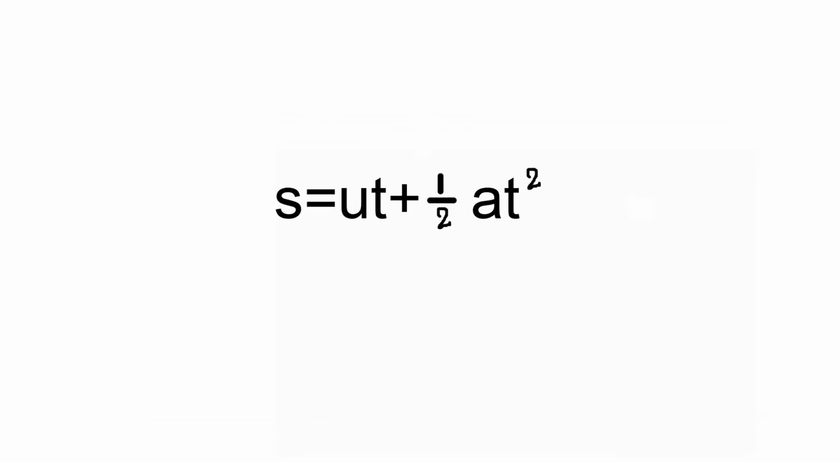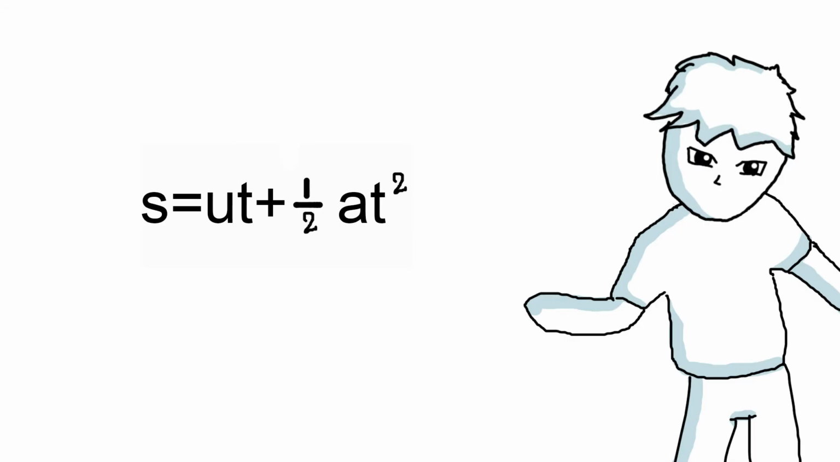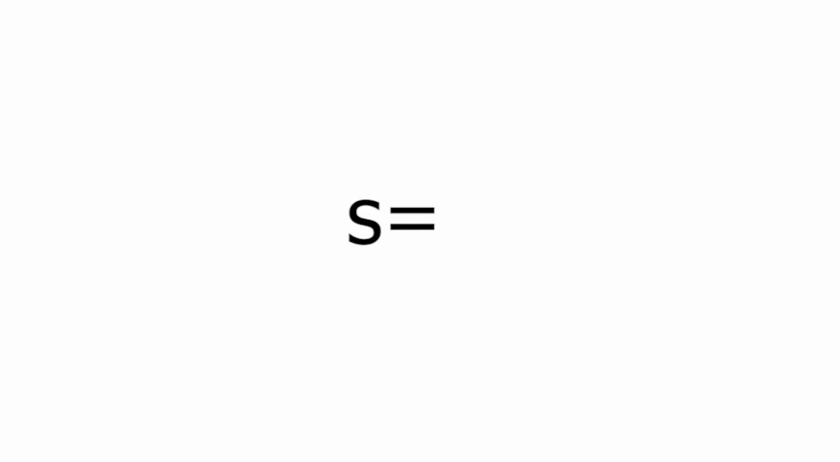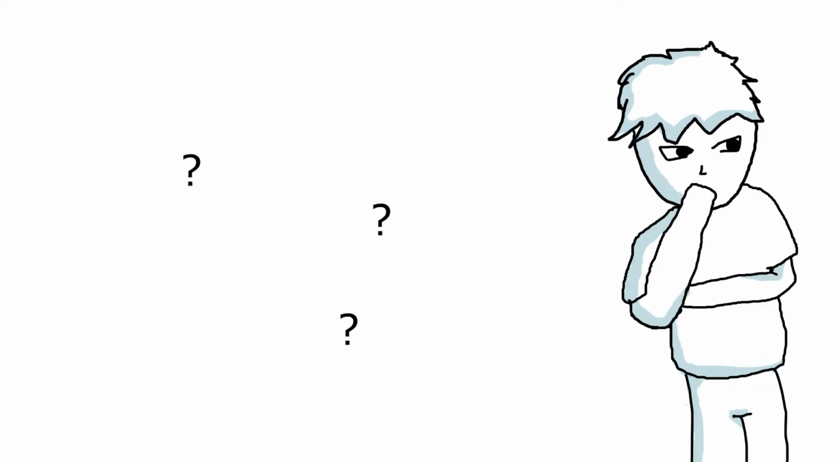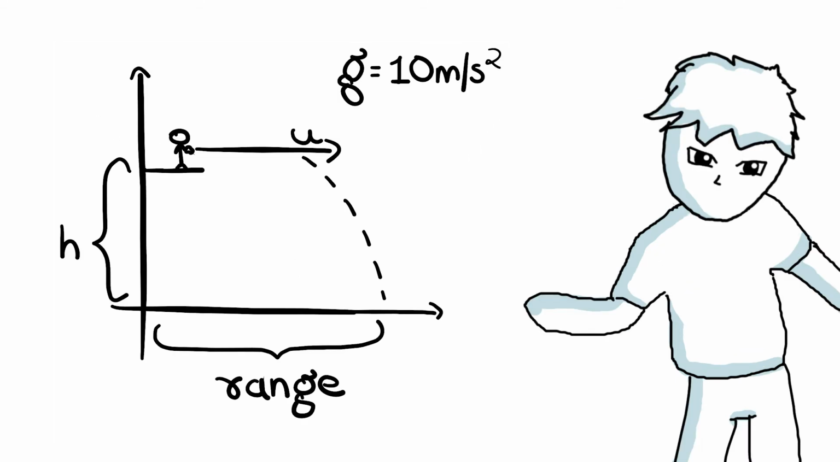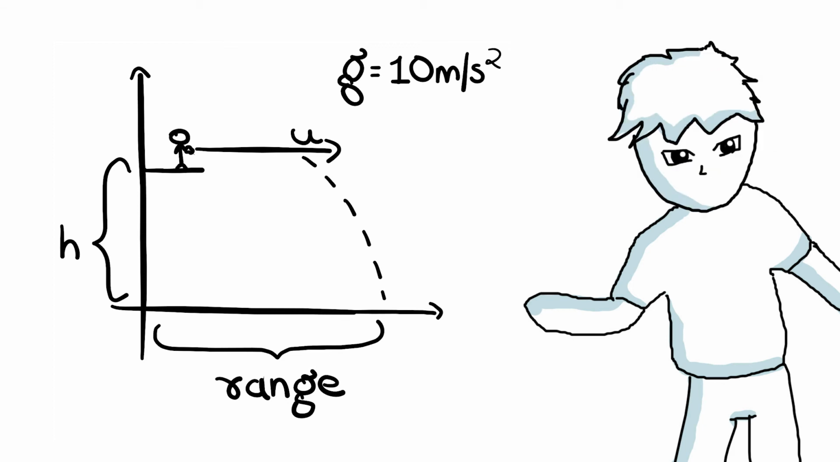And to get the time, we need to use the second equation of motion, that is s = ut + 1/2 at^2. We put the values of s as h, u as 0, t as t, and a as g. Now, you would ask me, why did I take the value of u as 0? Well, I did that because the u was in the horizontal direction, whereas there was no vertical component. That means it must be 0.